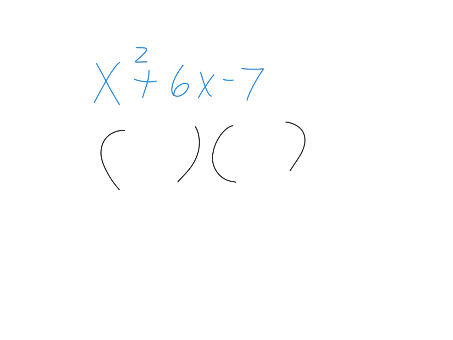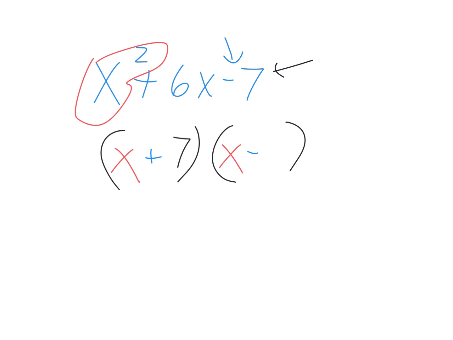Do you agree that this has to be an x and an x? Because that makes x squared, right? And do you agree that this minus 7 is telling me that there'd be a plus and a minus? Okay. And then last but not least, the only way to make a 7 is a 7 and a 1. All right. So we're going to put a 7 here and a 1 here.